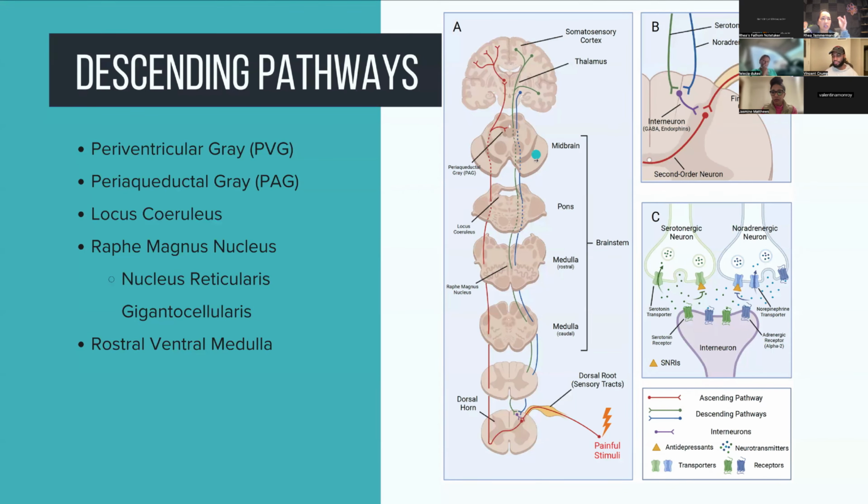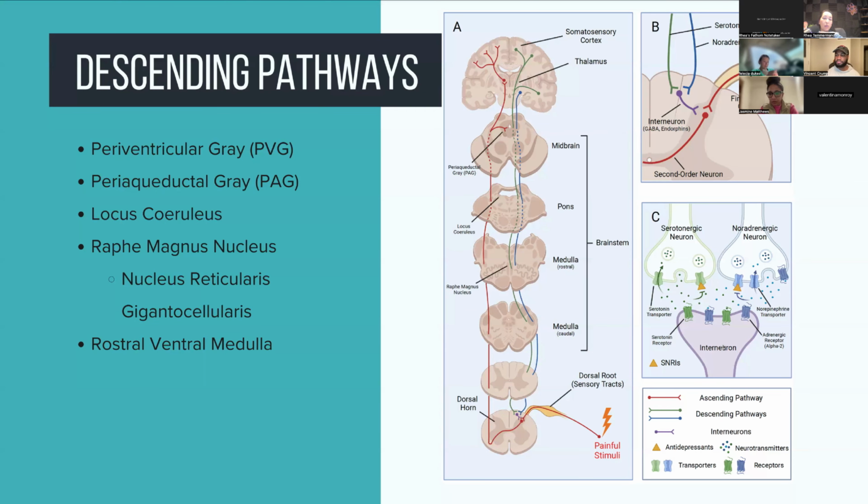And so these neurons are going to travel all the way back down to the area of the spinal cord in which that pain signal is entering. Okay. And they're going to come down, they're going to release the serotonin and norepinephrine in order to stimulate the interneuron here. And what the interneuron is going to do is release inhibitory neurotransmitters in order to decrease pain signaling.